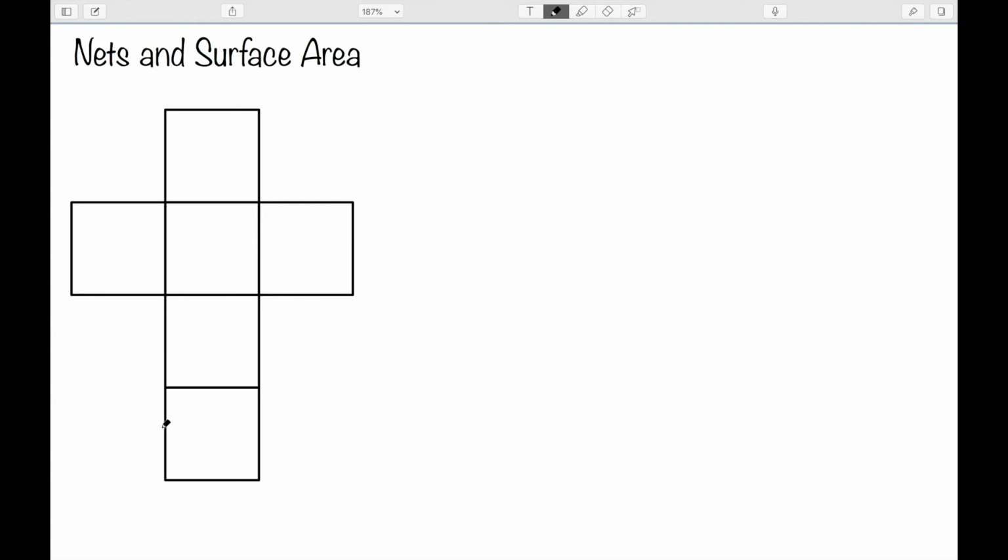As an example, here's a net for a cube. So we can think of this being the bottom. As we fold it up, this would be the right side, the left side. If we fold up this one, it would be the back. This piece would be the front, and once we have this one as the front, we can fold over the top flap to get the top of our cube.